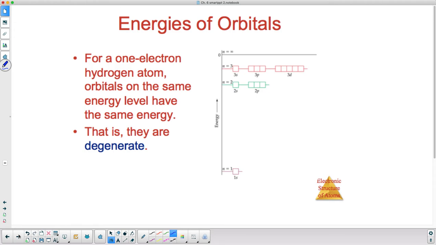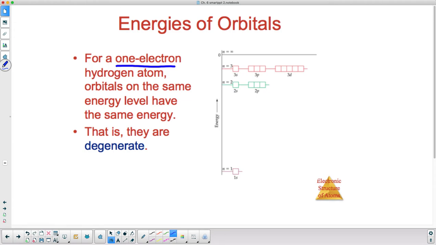Now, if we have hydrogen and there's only 1 electron, this is important. If we have hydrogen and there's only 1 electron, then that 1 electron can exist in the first main energy level, the second main energy level, the third main energy level, and notice that the s and the p are the same place, the same distance from the nucleus. Okay, the s, the p, and the d are all the same distance from the nucleus.